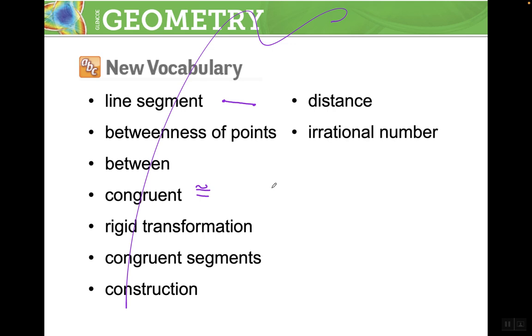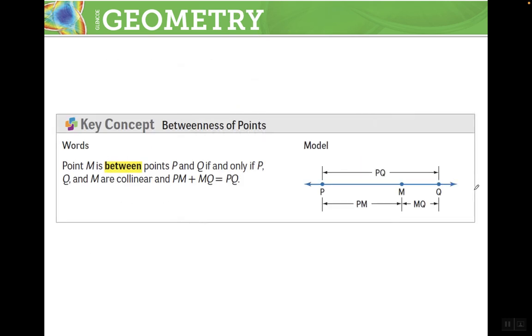Irrational number, that's not going to come up a whole lot here, but irrational numbers never end and don't repeat. So like the square root of 2, if you put that into your calculator, you're going to get a decimal that goes off the calculator. So it doesn't end, so that is an irrational number. And that's what we'll be dealing with a little bit today.